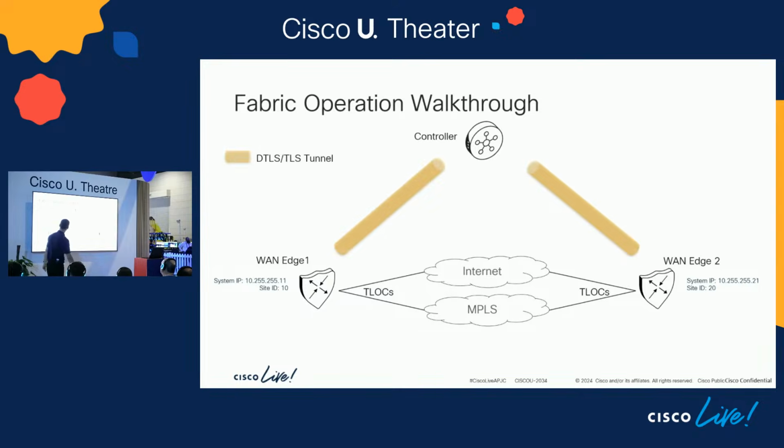What happens first? Well, first thing that's going to happen is we're going to establish secure DTLS tunnels with the controllers. That's the first thing that's going to happen. We need to have this authenticated and secure so that we can now start talking to each other.